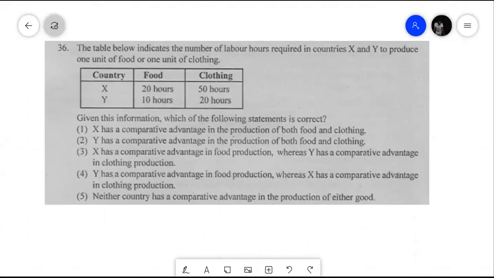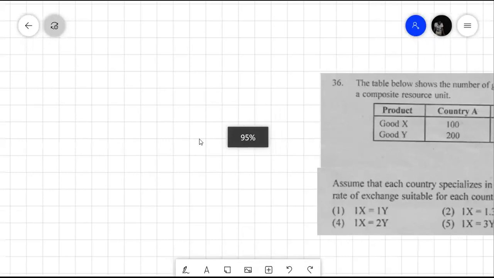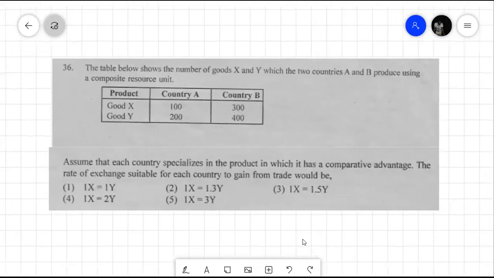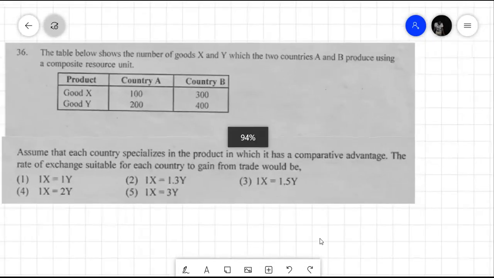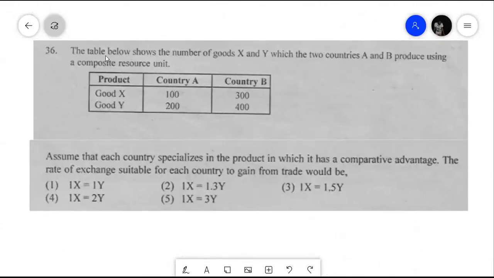No matter what question you get, even in 2013 I think there will be one. Yep, this is a 2013 one. Same question, but they ask different things. Now here, the table below shows the number of goods X and Y which the two countries can produce. What is this, output or input? This is output data.